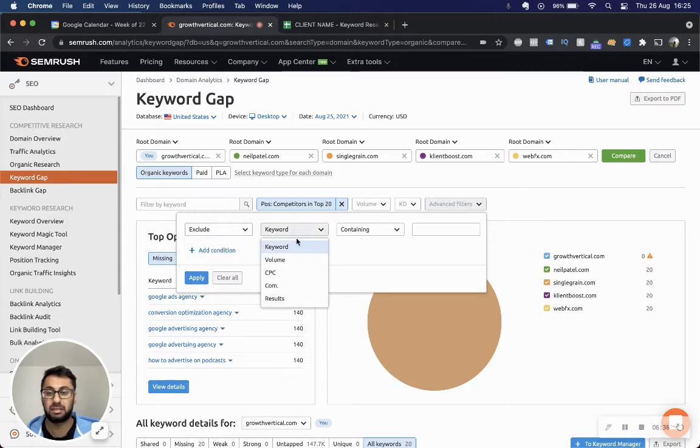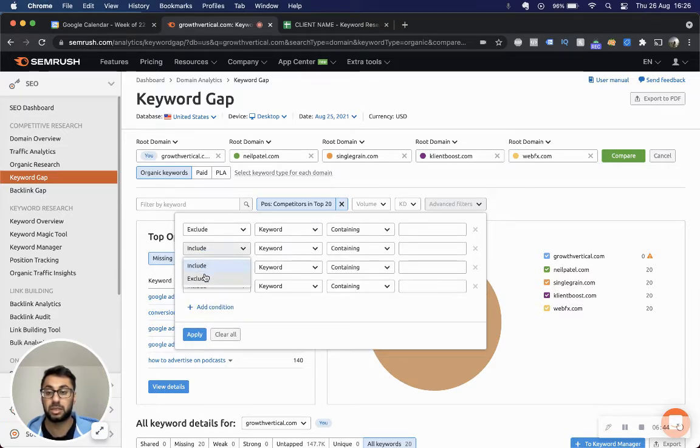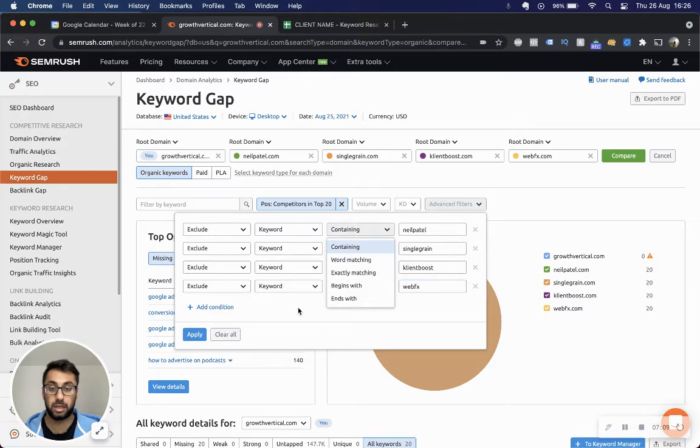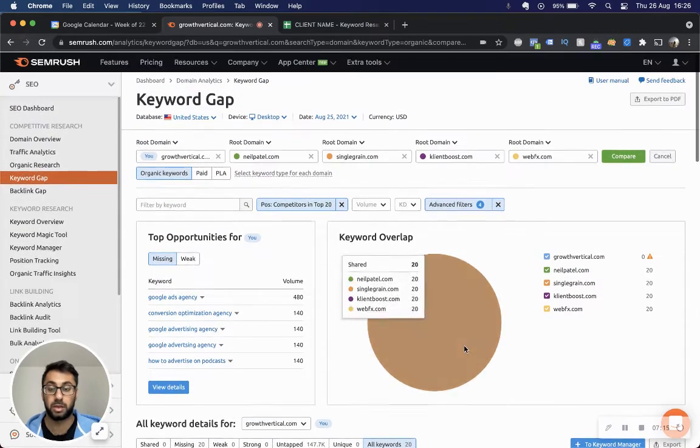So maybe I can talk about particular things like this. I'm going to go with excluding keywords containing meal, keywords containing single grain. So I'm getting rid of all the brands, right? Right now you've got Single Grain, you've got Client Boost, and you've got WebFX, right? There we go, and apply, and it should get rid of some keywords, not all.